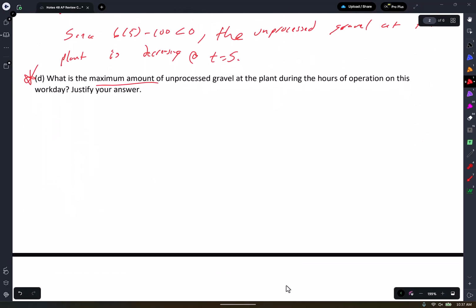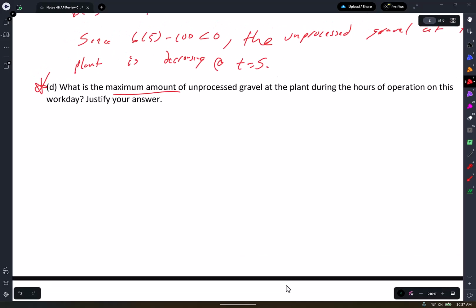Okay, sorry. Letter D. Here you go, Morales. Here's the question that you had. Don't worry, guys, I know this is hard. Sorry if you're sleep deprived. What is the maximum amount of unprocessed gravel at the plant during the hours of operation on this workday? Find your critical numbers. So here we go. I'm going to find where G of T minus 100 equals 0, and then I'm going to test my endpoints.